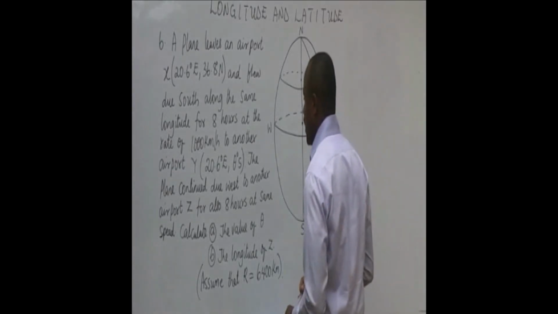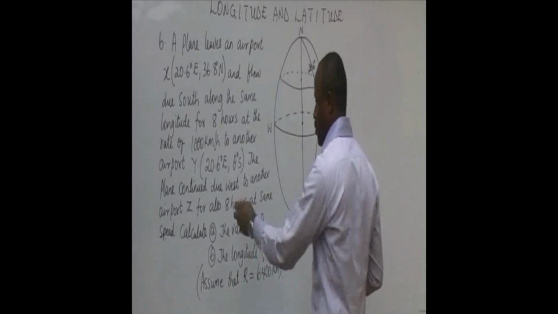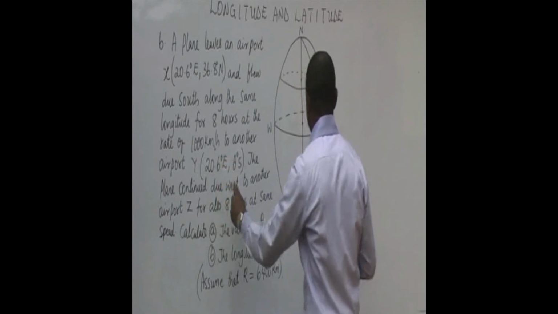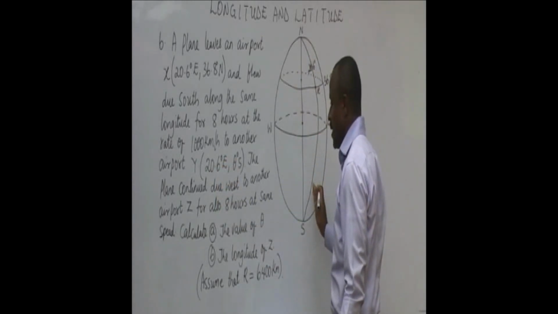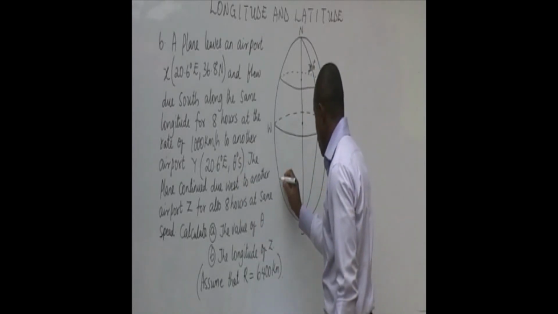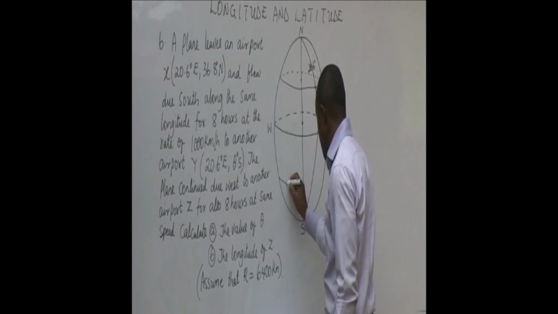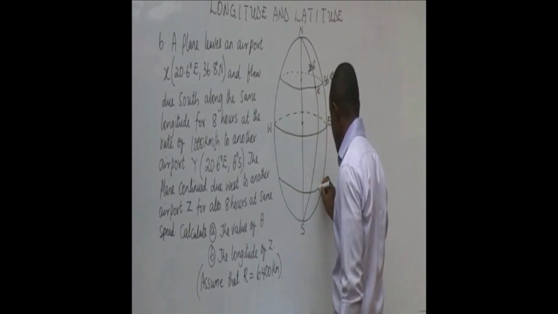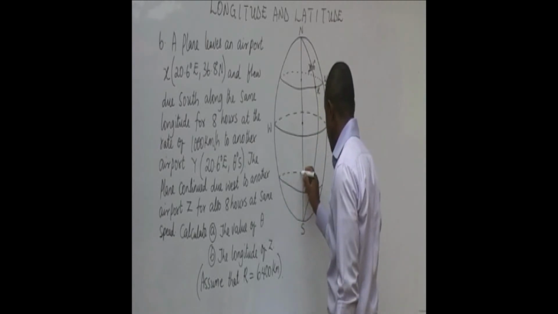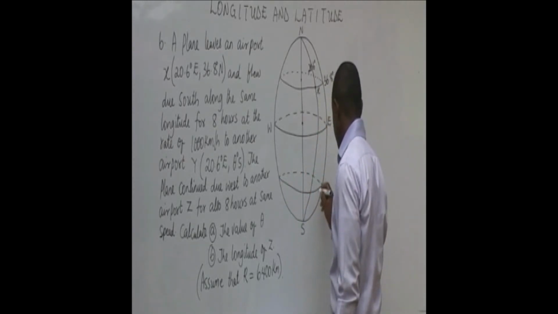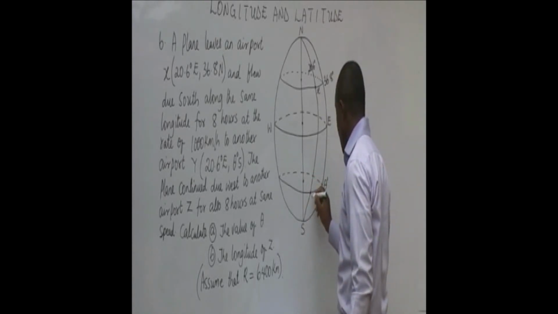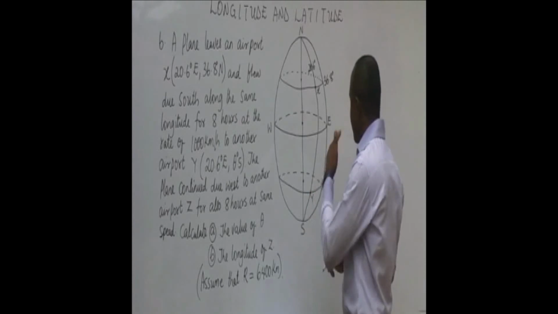Okay, now to another airport, Y. 20.6 degrees east, that means on the same line of longitude, but theta degrees south. So we have to create a latitude on the southern part of our globe to represent theta degrees south. So this is our airport Y.